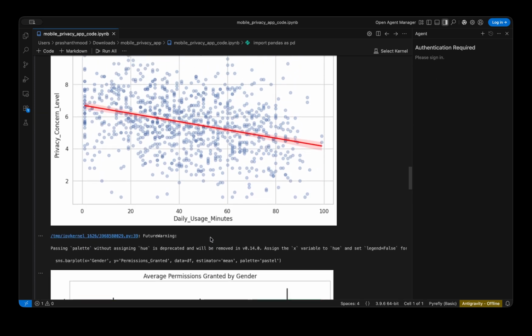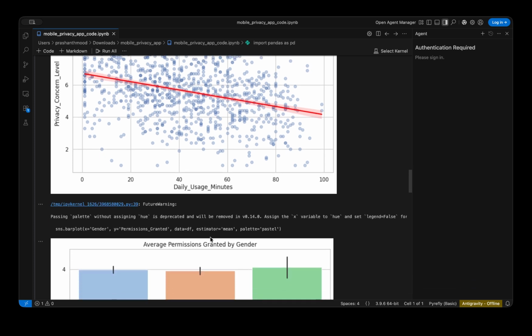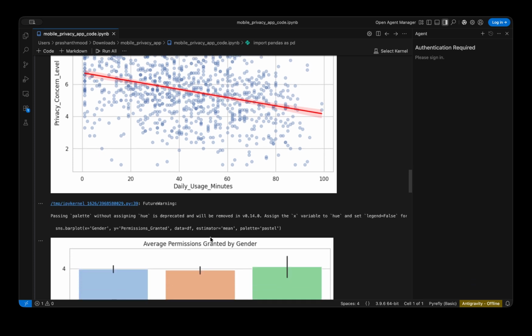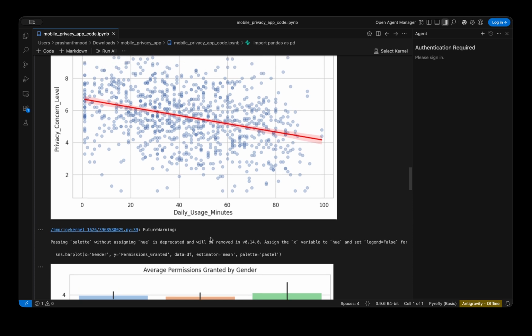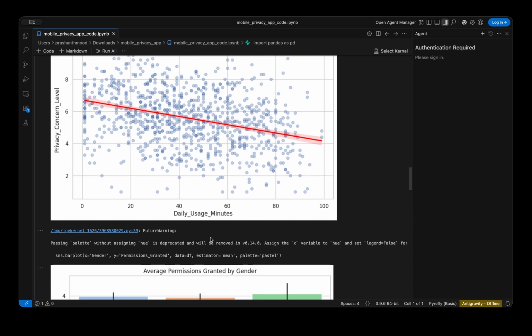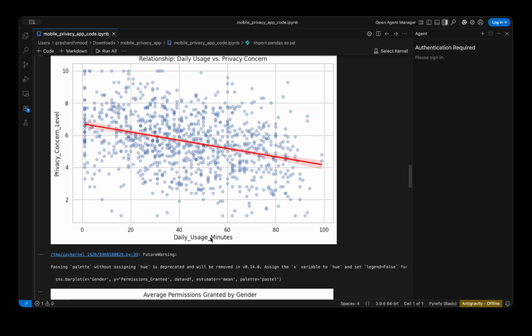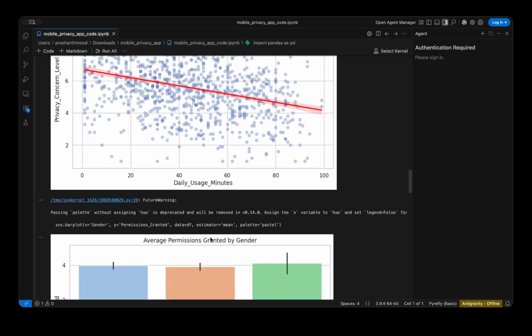And when we look at the data sold awareness, nearly 47% of users don't know their data is being sold. That's almost half of the sample. This is a critical finding because awareness directly affects consent levels. Permission and behavior.